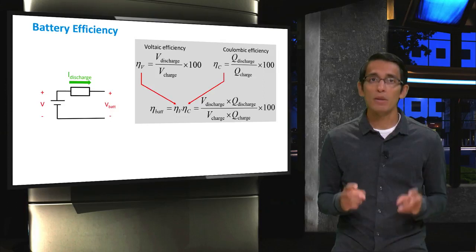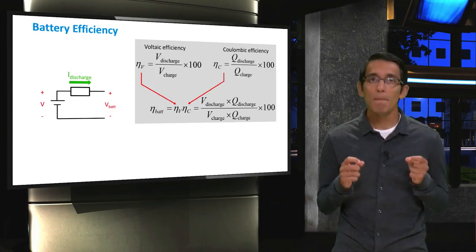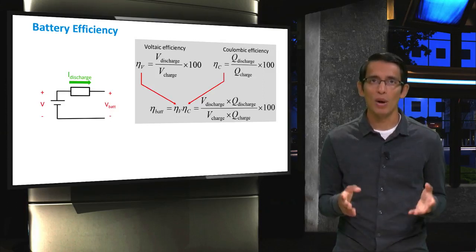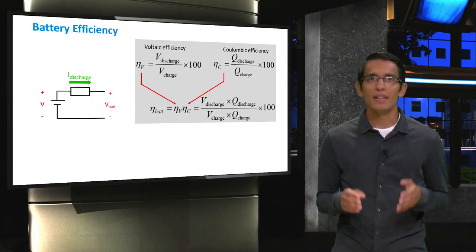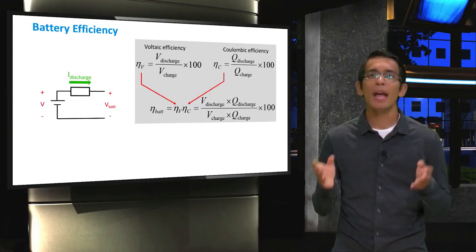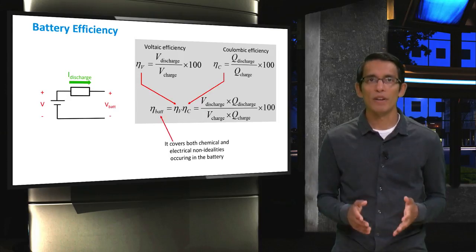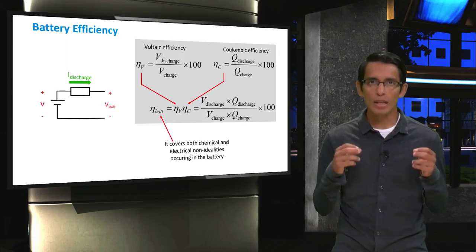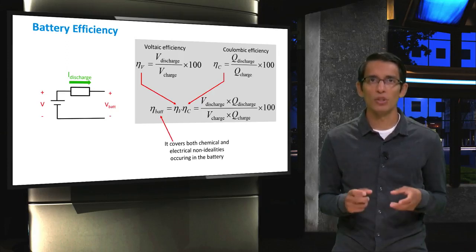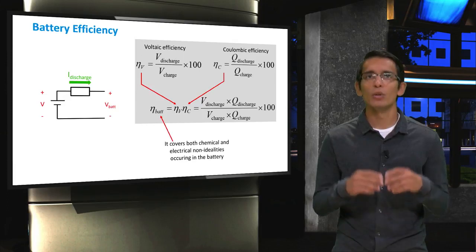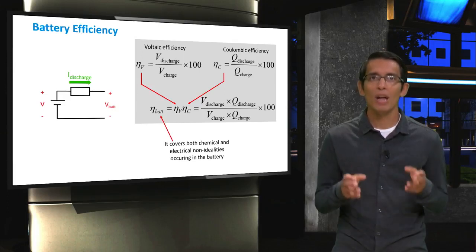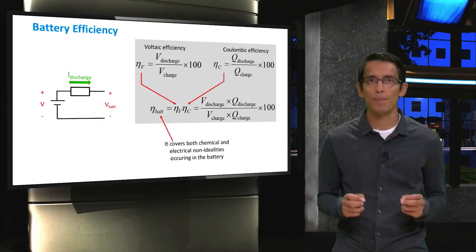Finally, by combining these two efficiencies, we can obtain the battery efficiency, which we saw a while ago. It is defined as the product of voltaic efficiency and Coulombic efficiency. When comparing different storage devices, this round-trip efficiency is usually considered. Since this efficiency is a product of voltage losses and charge losses, it includes all the effects of different chemical and electrical non-idealities occurring in the battery.